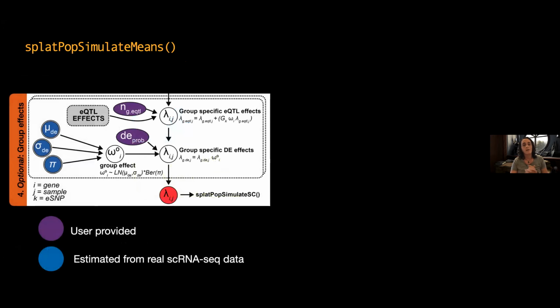Okay, the last step allows you to simulate multiple cell types for each individual in the population. So these are group effects, and they're generated in two different ways. The first way is by assigning a certain subset of the eQTL as group specific. And that's basically just done randomly. And then the second way is to apply differential expression effects, where genes are differentially expressed in one cell type for all samples independent of the genotype. And the parameters to do that are estimated from real single cell data using base Splat functions.